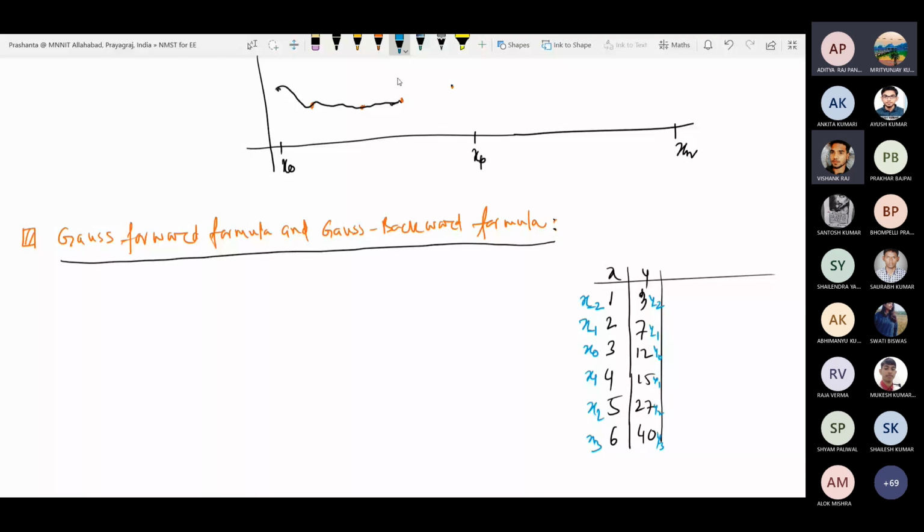Once you determine which element is the center, in the Gauss forward formula or Gauss backward formula or Bessel's average and Stirling, in these formulas you have to choose the center. These results will be used to find the output values at the middle of the table. So anyway, let us create the forward difference table and see how the Gauss forward formula is derived.